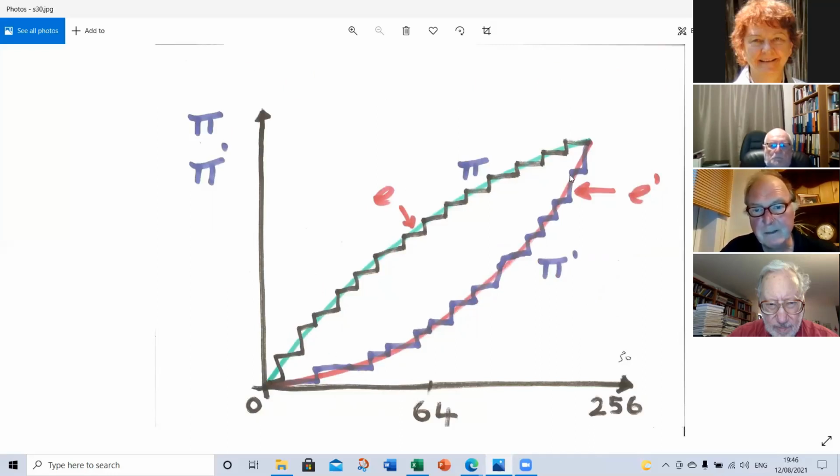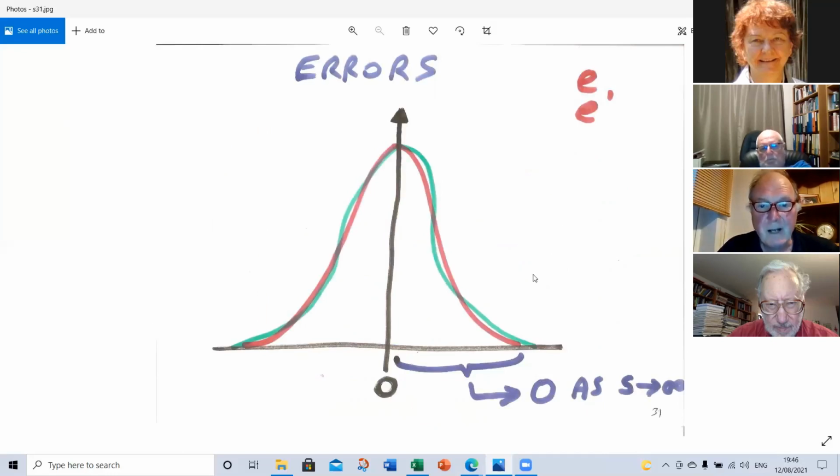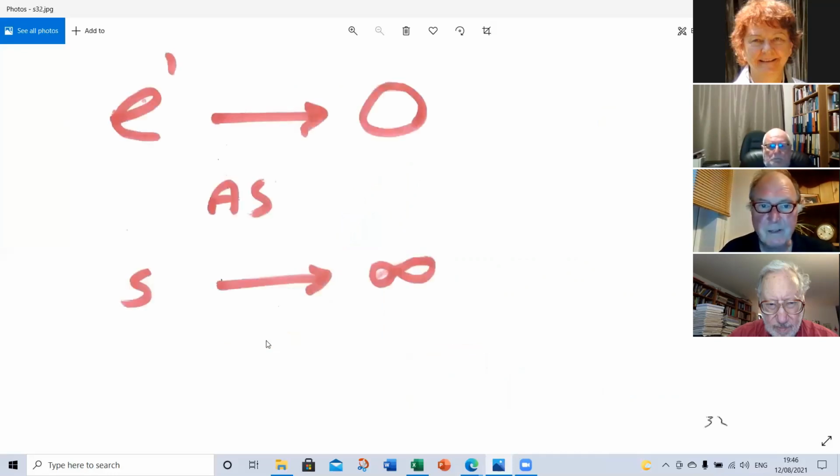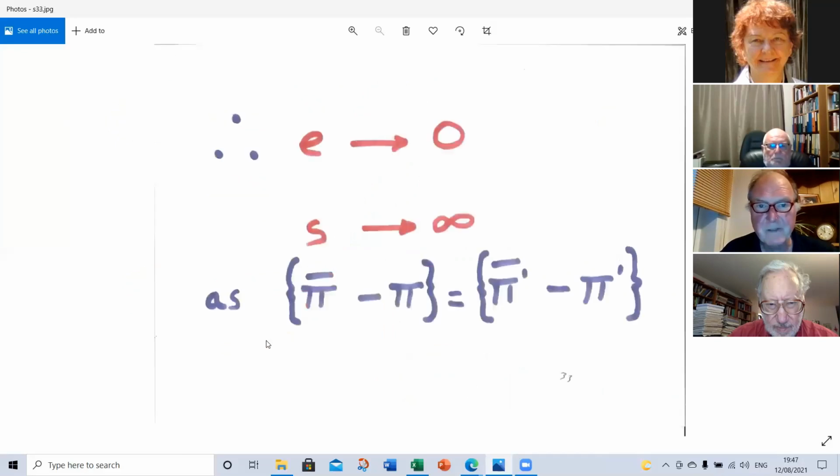So here's the quadratic E naught prime curve. Here's the logarithmic curve, the number of primes less than s, and they all tie together for all s, at the beginning and at the end. So the error E prime is Gaussian, and that must in the limit exactly match the error in the natural logarithm curve versus pi of s. And E prime tends to zero as s tends to infinity.